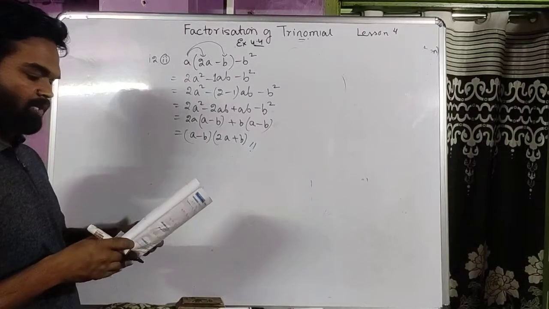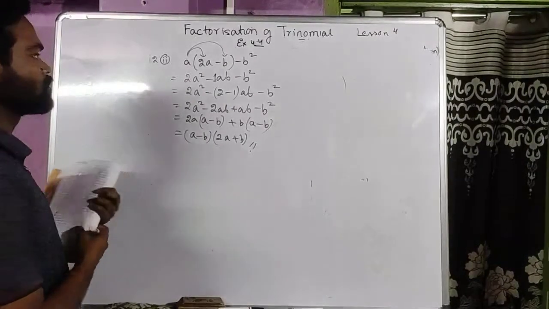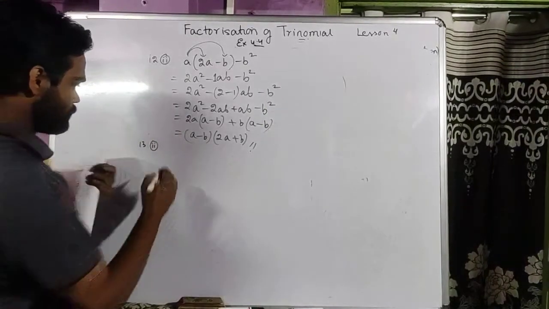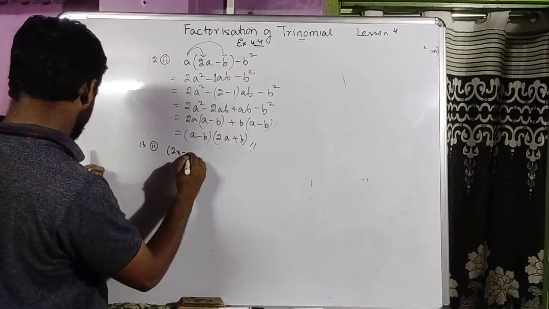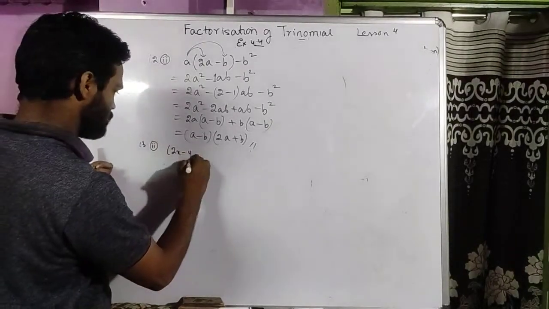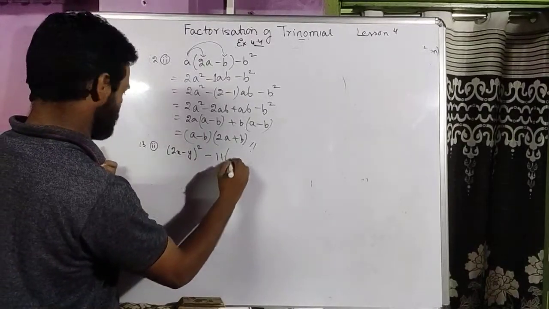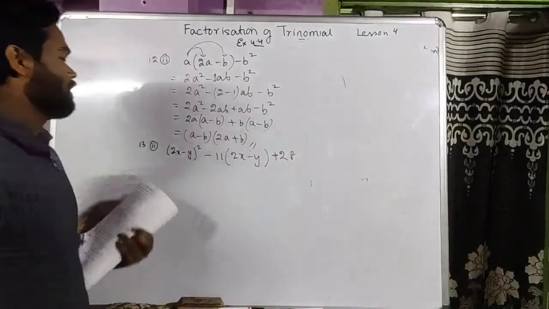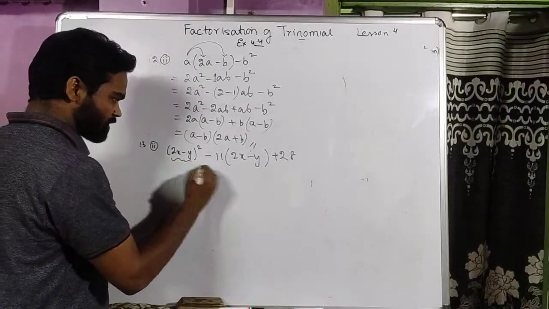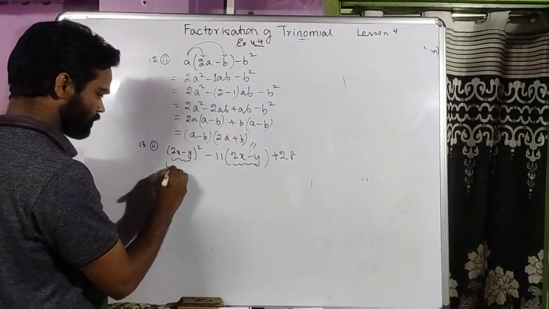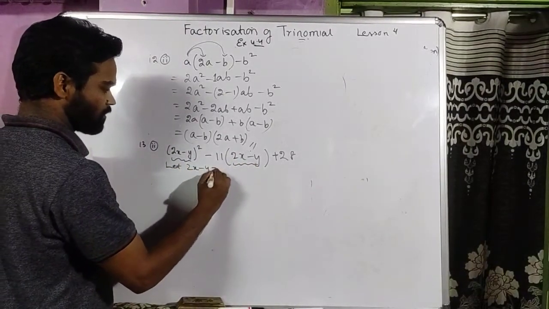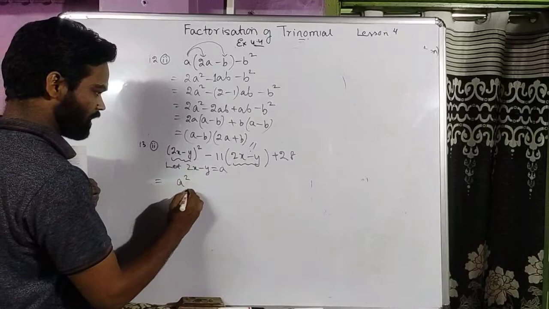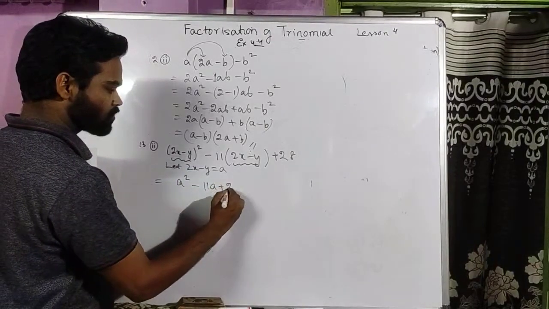Okay. Now a very interesting sum. 13 part 2. Look carefully. (2x minus y) whole square minus 11(2x minus y) plus 28. Now look carefully. If we take this as, suppose, a, so let 2x minus y equal a, then the whole expression transforms to something like a square minus 11a plus 28.